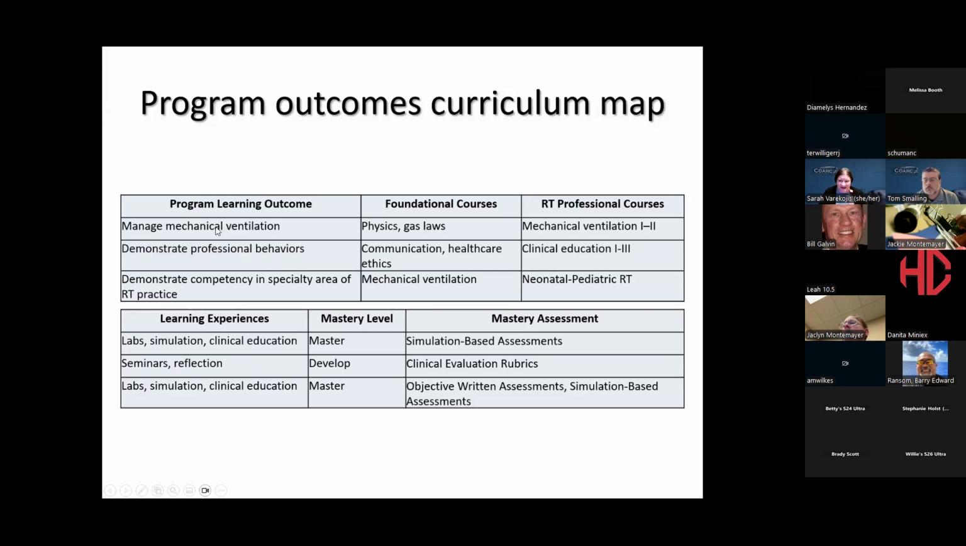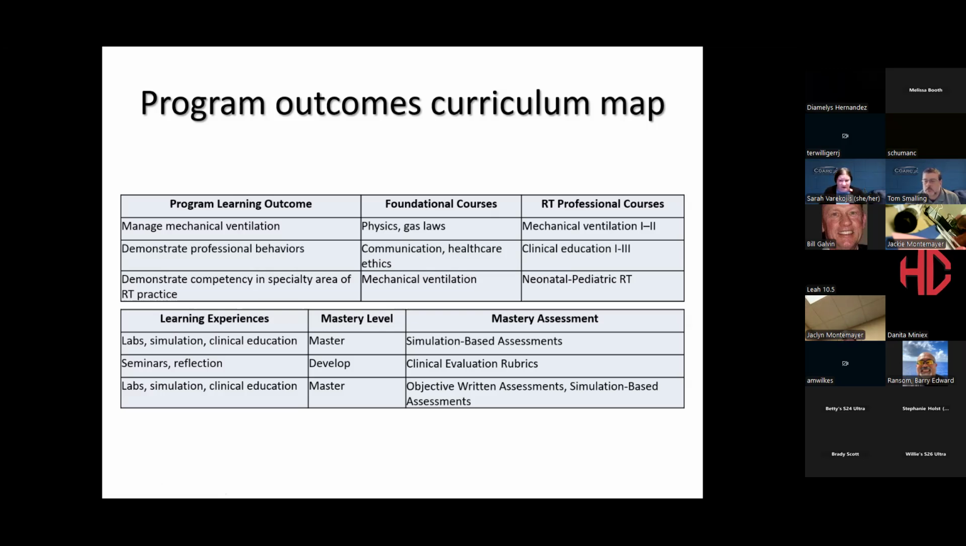If you start with manage mechanical ventilation, foundational courses would be physics and the gas laws. RT professional courses could be mechanical ventilation 1 and 2. And your learning experiences would include laboratories, simulations, and clinical education, right? And obviously, I'm going to be breaking this out into a lot more detail as I go.